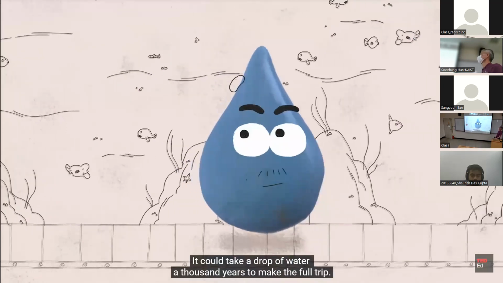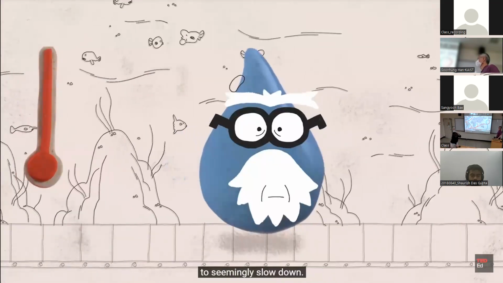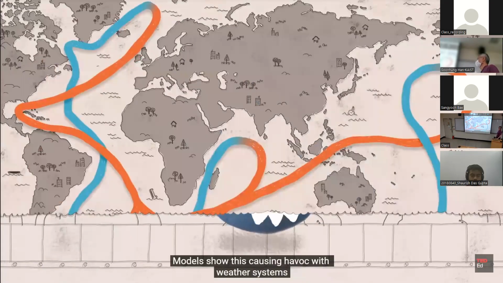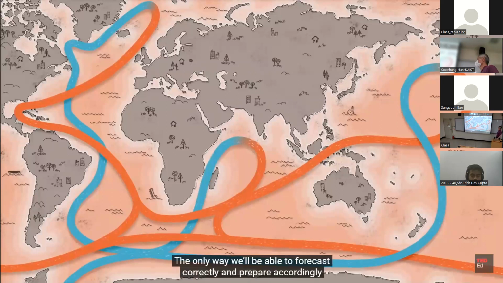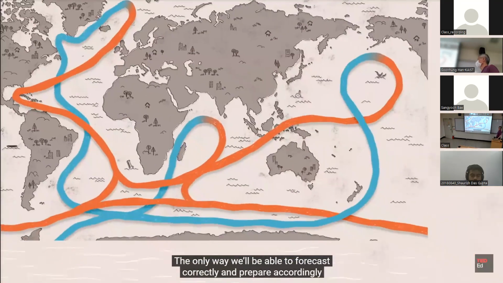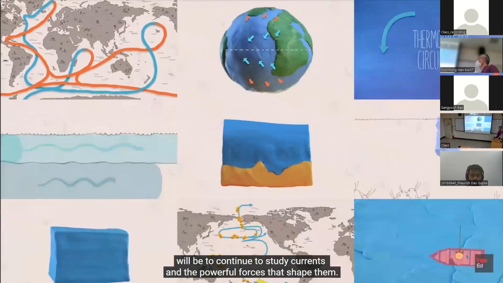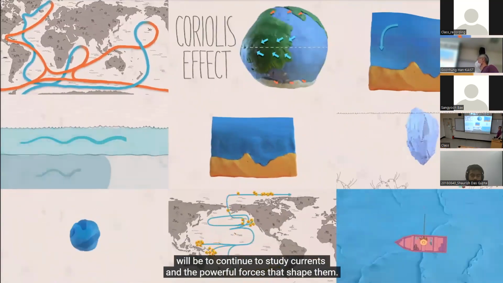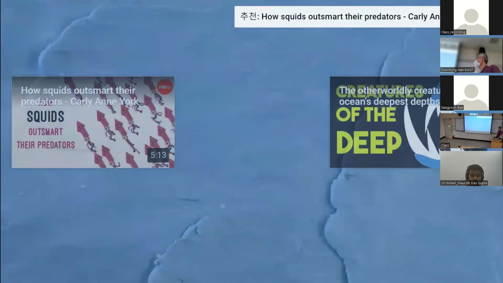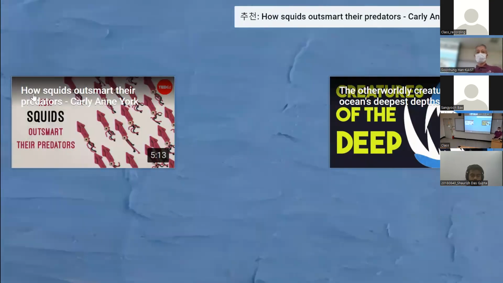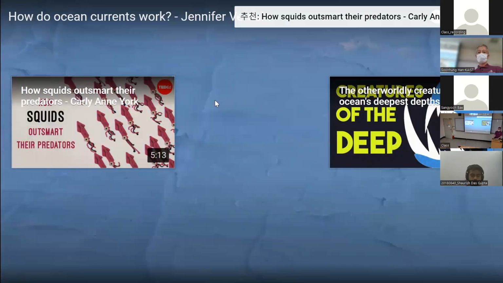However, rising sea temperatures are causing the conveyor belt to seemingly slow down. Models show this causing havoc with weather systems on both sides of the Atlantic, and no one knows what would happen if it continues to slow, or if it stopped altogether. The only way we'll be able to forecast correctly and prepare accordingly will be to continue to study currents and the powerful forces that shape them. What about the creatures that adapted to survive in these swirling seas?